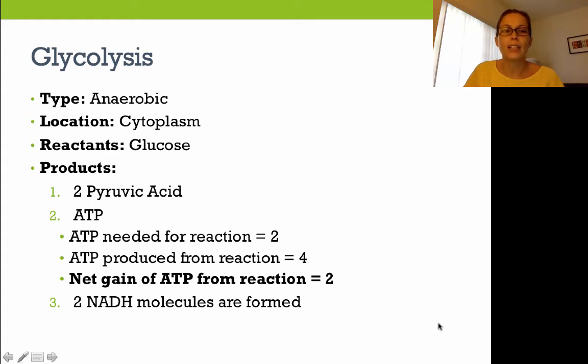So glycolysis is anaerobic, so it doesn't require oxygen. It takes place in the cytoplasm. The reactants are glucose, so we're starting out with sugar. That's why it's called glycolysis. We're breaking down glucose. And the products are 2 pyruvic acids, and we get ATP, and we get 2 NADH molecules. We in fact get a net gain of 2 ATP, even though 4 are produced because 2 are needed in the reaction. So really our products are 2 pyruvic acid, 2 ATPs, and 2 NADH molecules.